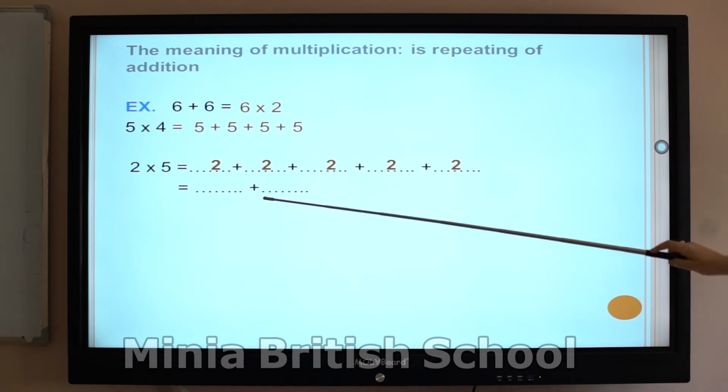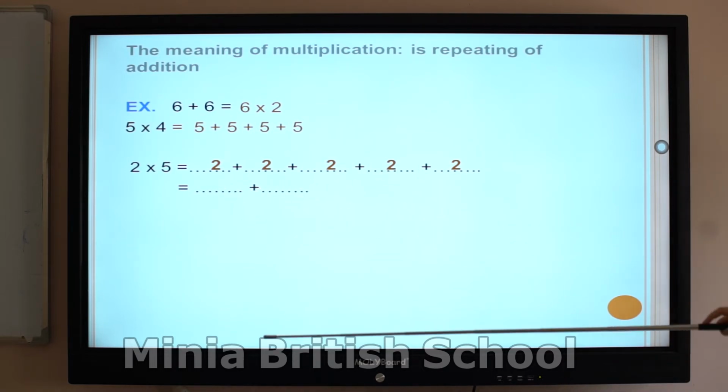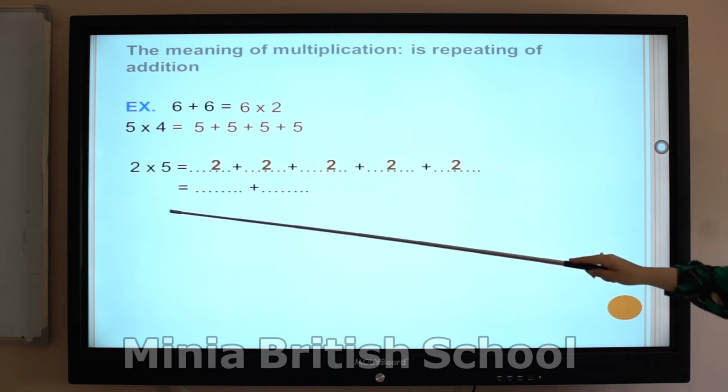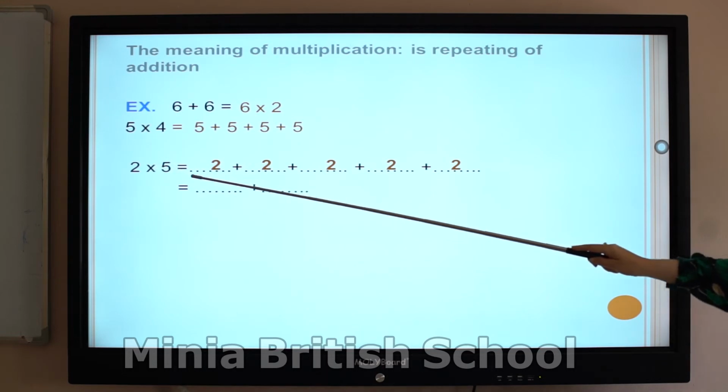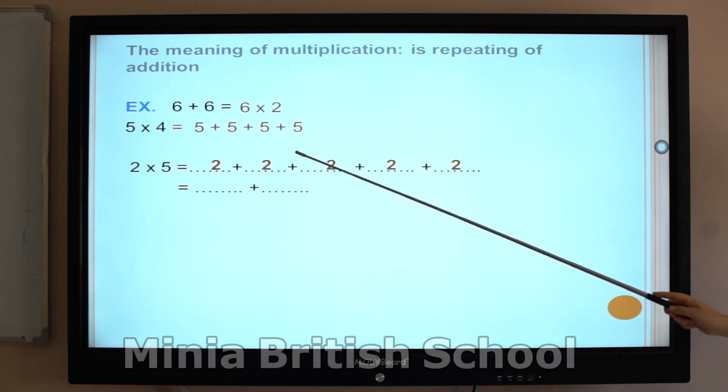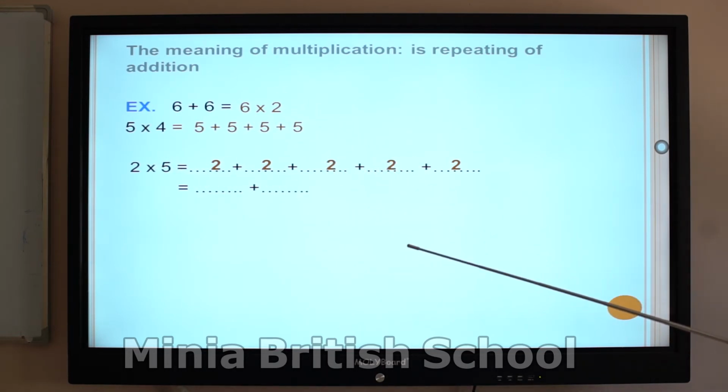Here also, 2 times 5 equals what plus what? Here I have how many spaces? 2 spaces. So you have to cancel 2. And 5 is repeated 2 times. 5 plus 5.